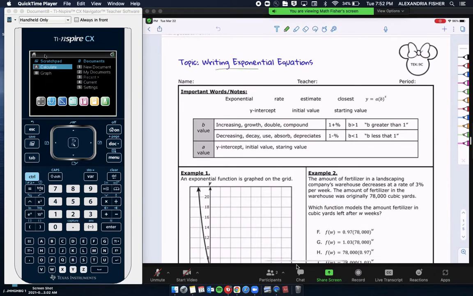About writing exponential equations. 9c. So, important words always first. Exponential. Remember, exponential is one of those J shapes. You have the rate, which is your b value, and you have estimate, which means closest. These two go together. Then you have the equation.